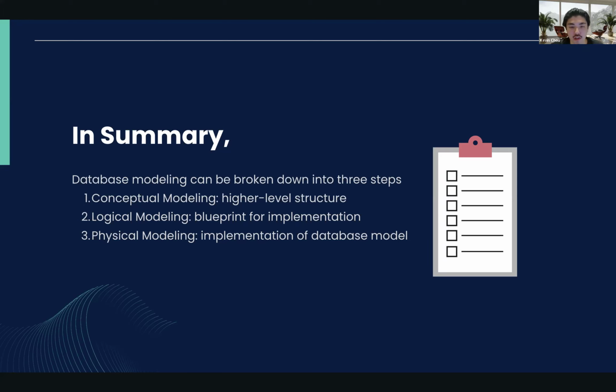Two is logical modeling. This is where the conceptual model is translated into a more detailed and technical representation. The ER diagram is mapped to a relational model that has clearly defined tables, columns, primary and foreign keys, and other constraints. And three is physical modeling, which is the actual implementation of the database model into a chosen database management system. Here, factors like data distribution and partitioning should be considered.